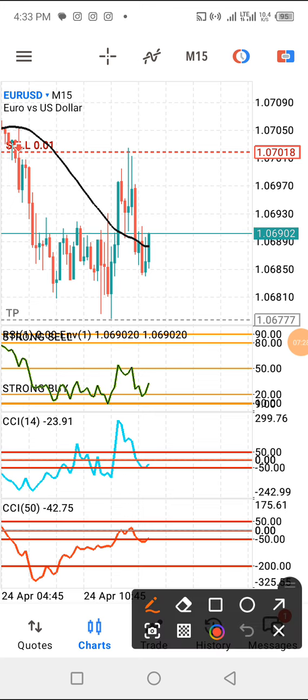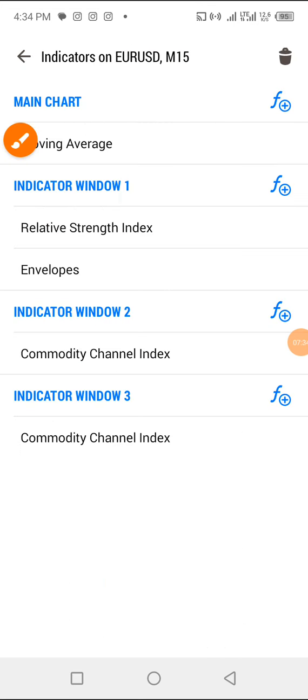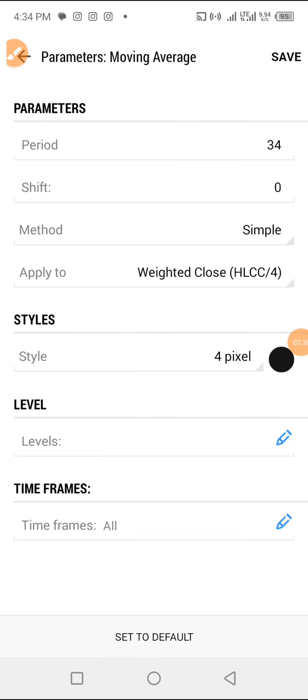To add these indicators on your chart, you click on this icon here. Yours can be F. So when you click it, in the main window, which is window 1, we have the moving average 34, shift 0, simple, then weighted close. You can use any style or any color of your choice. Then you click on save.